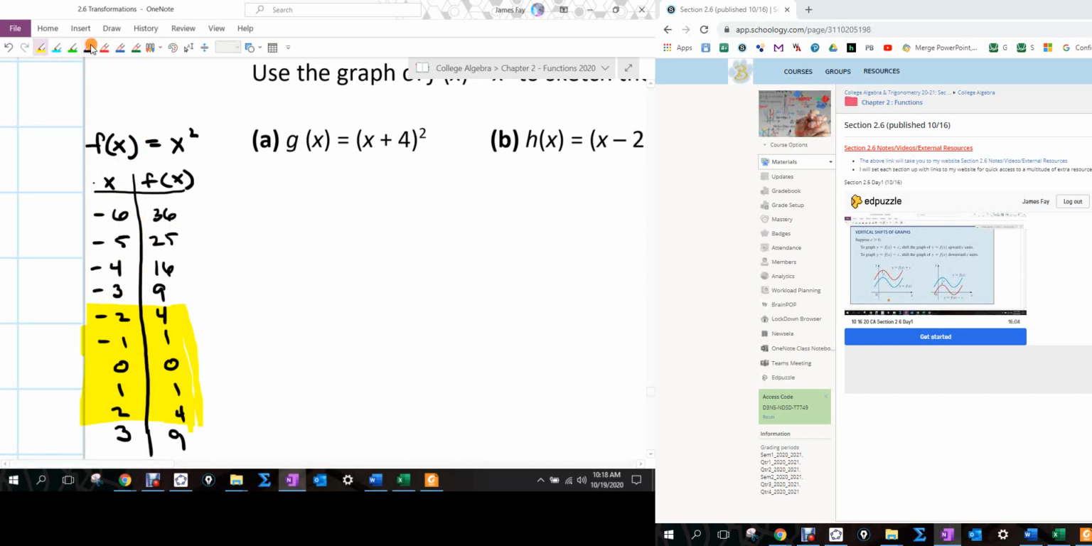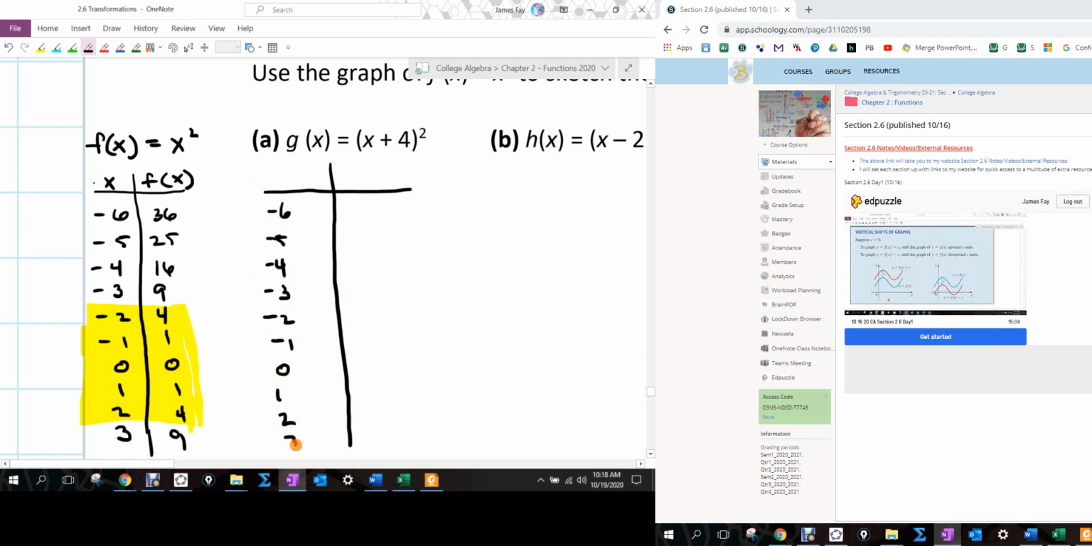So here's the argument. If I look at g of x equals x plus 4 squared, and I choose the same x values, negative 6, negative 5, negative 4, negative 3, negative 2, so when I plug negative 6 in here, what am I actually squaring? Negative 2. Okay, and that's what I mean when I ask you, are you doing something to x before you square? Are you doing something to x before you run through your order of operations, before you commit to the overall function? Does that make sense?